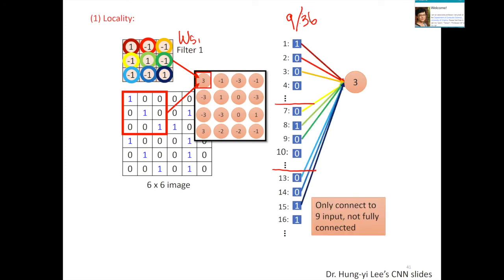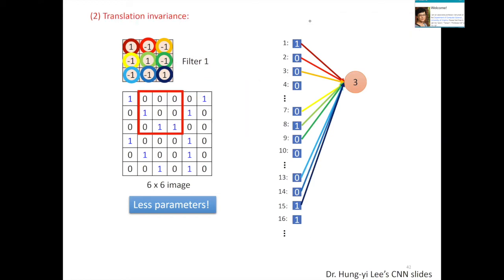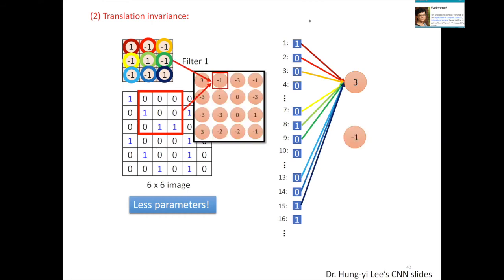And it only connects to 9 inputs. And then when I'm applying the same operation by sliding the window, what does that mean in this kind of multi-layer perceptron view? So I'm trying to apply this filter to the second sliding position by just sliding my window to the right by one step, 1 pixel size. And then it essentially generates -1. And rather than using different weights, I'm using exactly the same weights as filter 1.